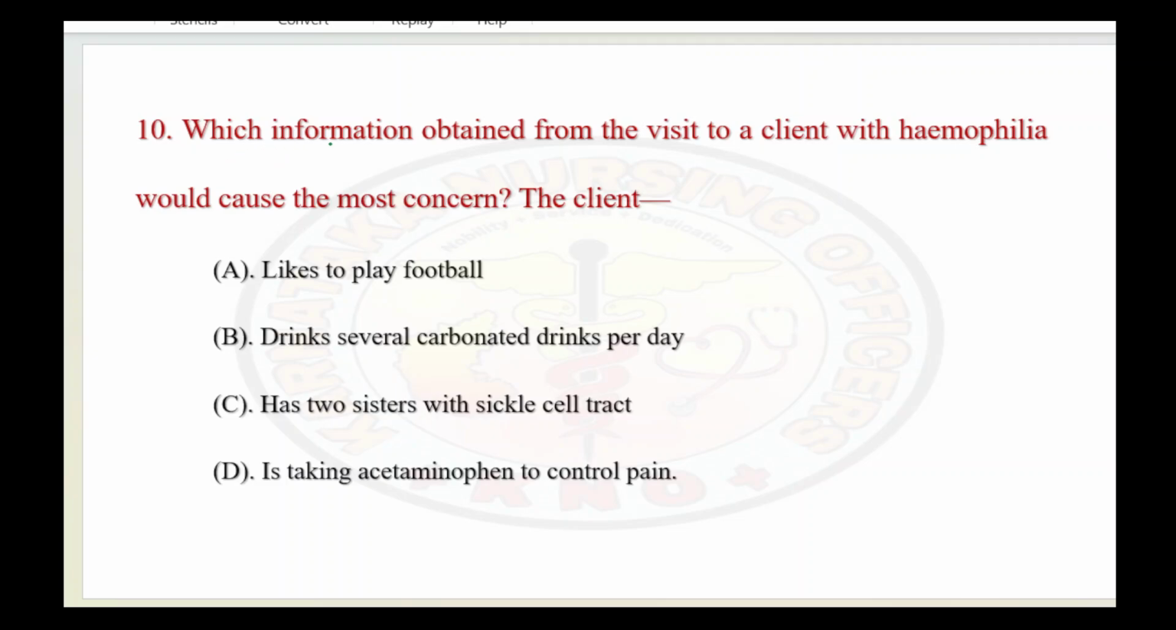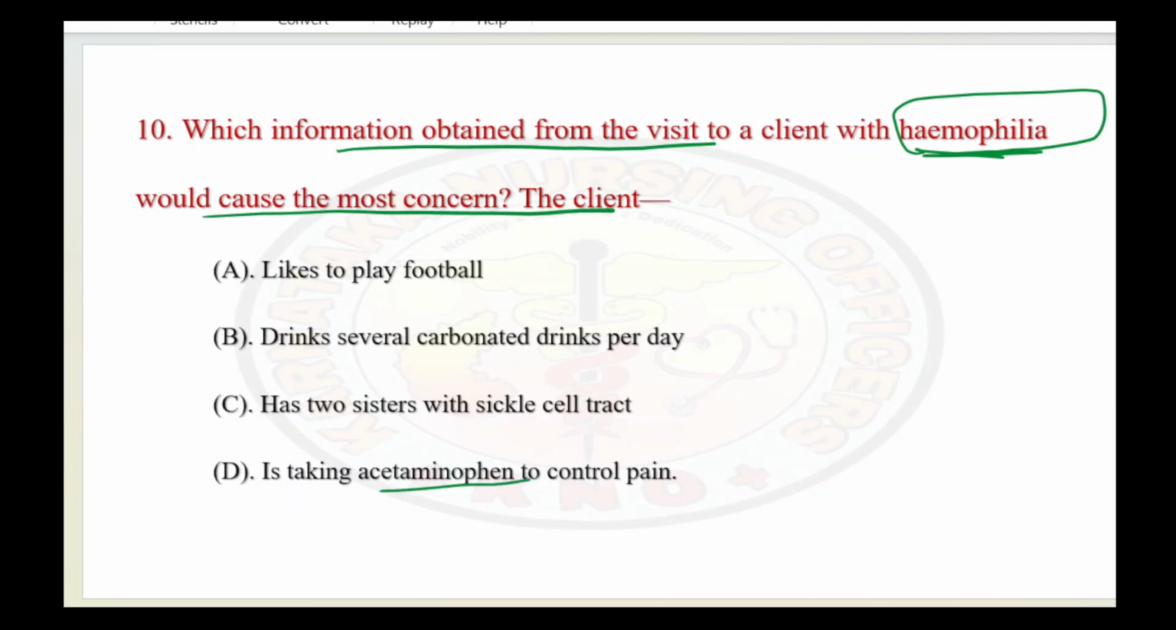Next question. Which information obtained from the visit to a client with hemophilia would cause the most concern? So we should know what happens to a hemophilia patient and which needs the most concern here. They have given you options like: A, likes to play football. Option B is drinks several carbonated drinks per day. Option C has two sisters with sickle cell trait. And option D is taking acetaminophen to control pain.